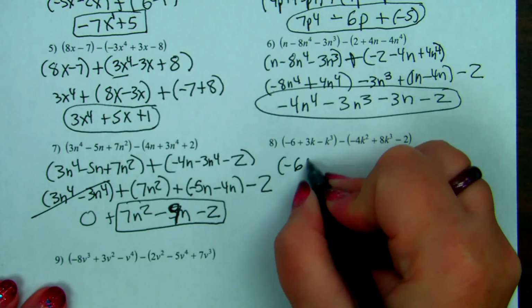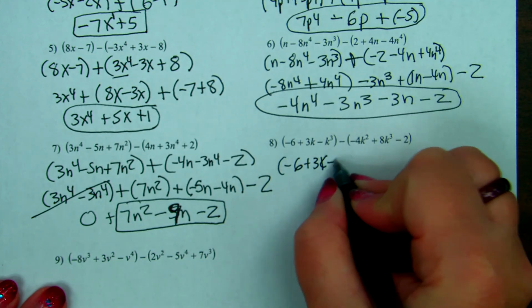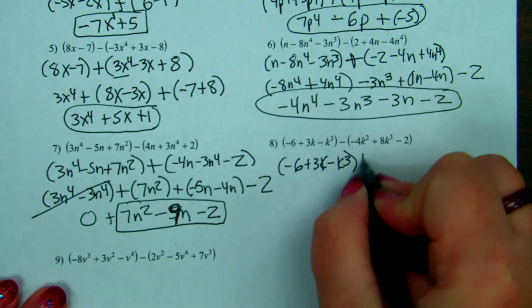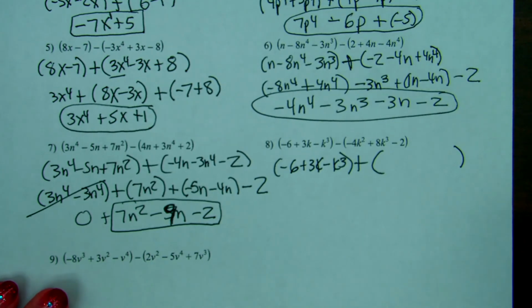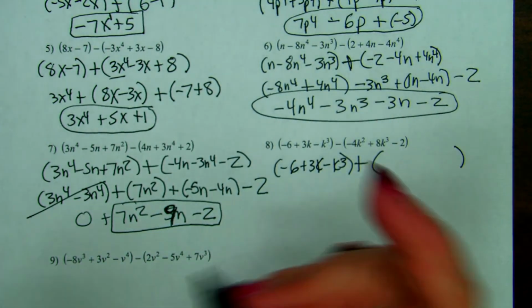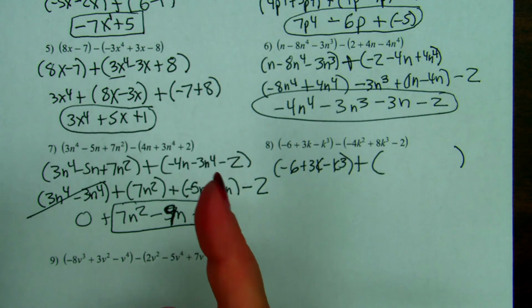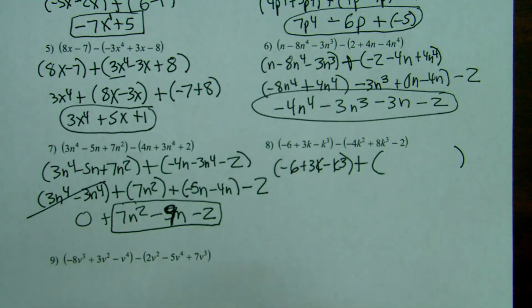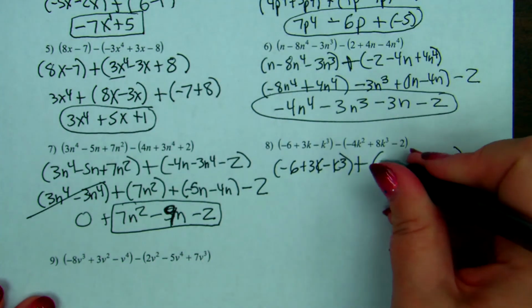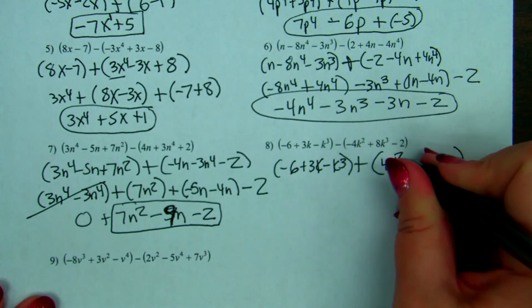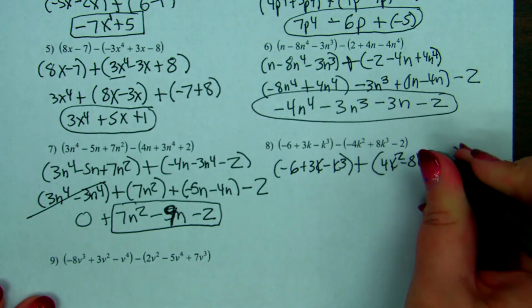Negative 6 plus 3k minus k cubed plus, write the opposites inside. Your homework's going to have mostly subtractions, and then it's going to have a section where there's addition and subtraction, so you have to keep track and decide which ones we leave the same and which ones you change to add the opposite. So the opposite is 4k squared minus 8k cubed plus 2.